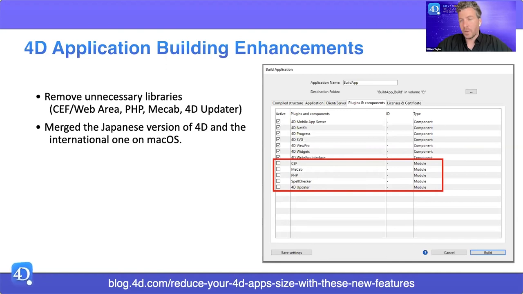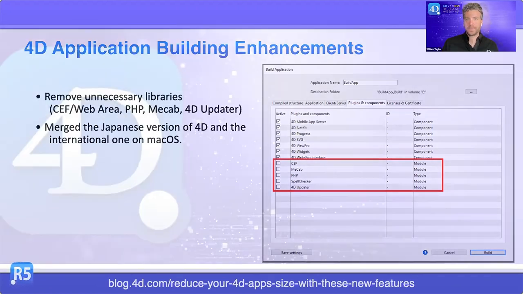So when you're building your application, take a look and you can check off what you don't need. For example, if you don't use the Japanese language, you can save up to 80 megabytes of your application size on Mac. And if you're using none of it, you can save 586 megs on Mac. So super cool.